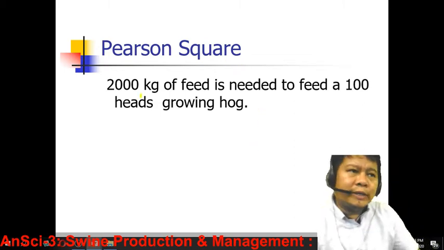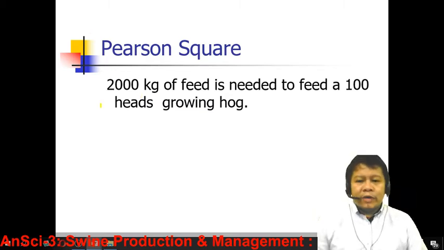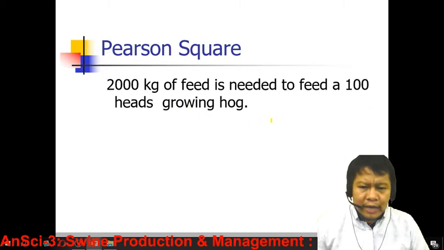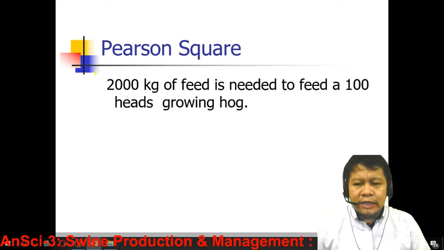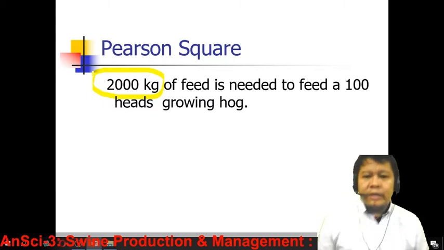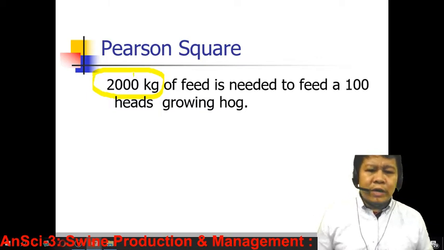So we have to mix a feed, so animals. Then how to mix that feeds using the Pearson square. Okay. So 200 kilogram of feed is needed to feed 100 heads of growing hog. So in this particular statement, we have to mix a feed with a total amount of 200 kilogram. So I mean to say, we have to mix a feed with certain ingredients, of course, two ingredients, because we'll be using a Pearson square. And that 200 kilogram feed will be fed to 100 heads of hogs.